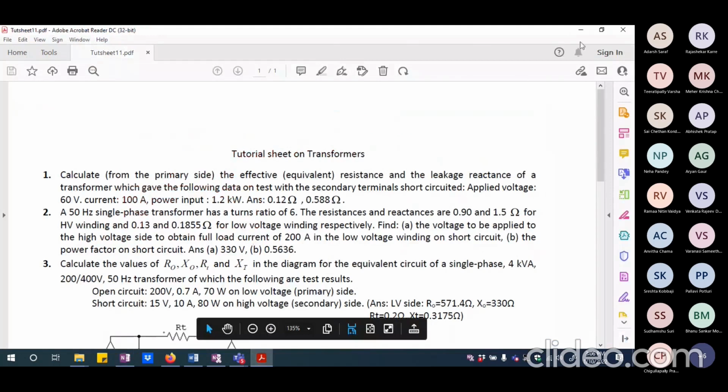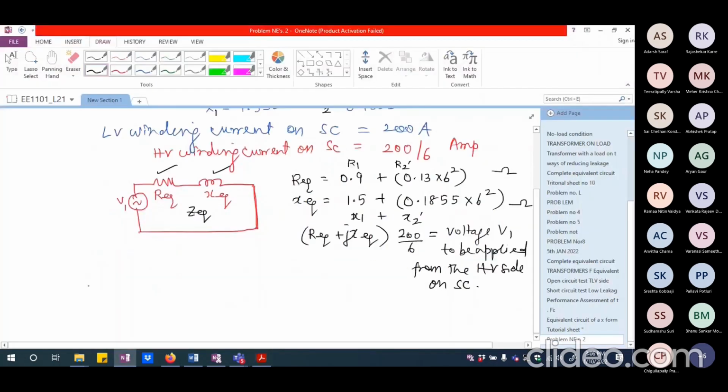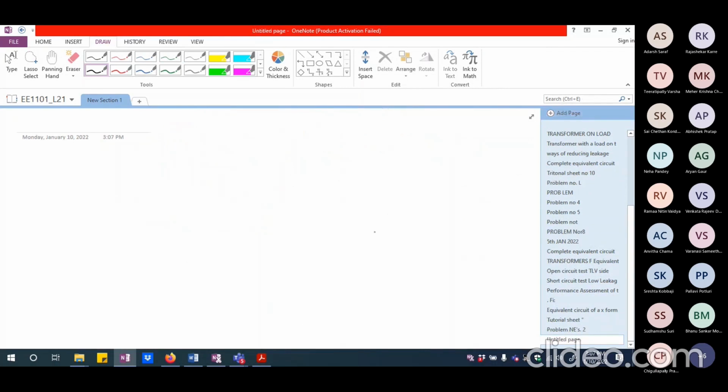What is the power factor on short circuit? So the other one is power factor on short circuit. This will be cosine of tan inverse of X equivalent divided by R equivalent. Right? Okay. So let us try to look at problem 3.